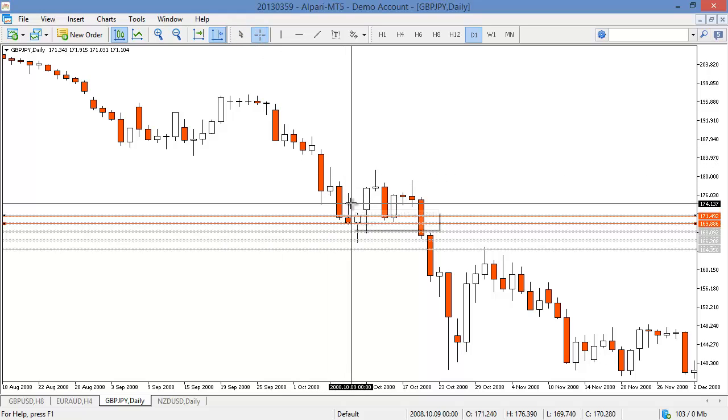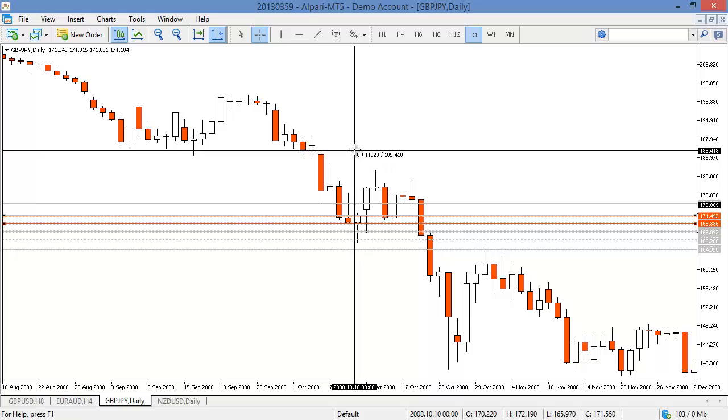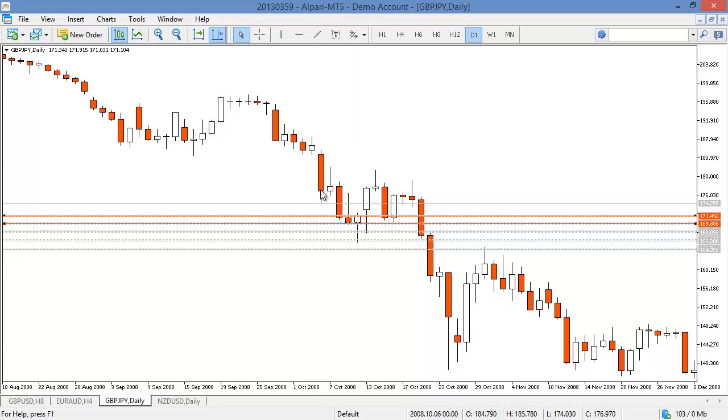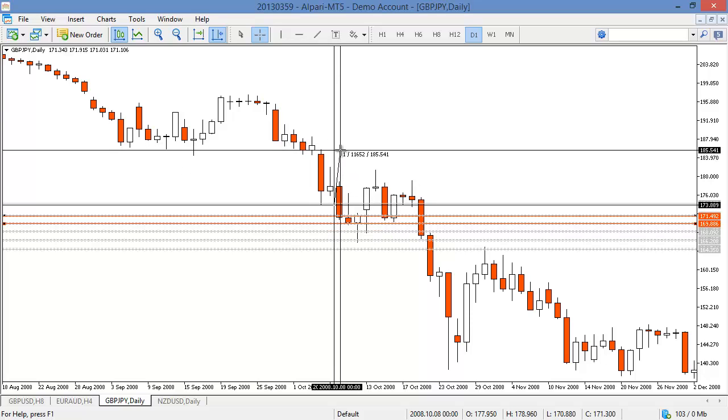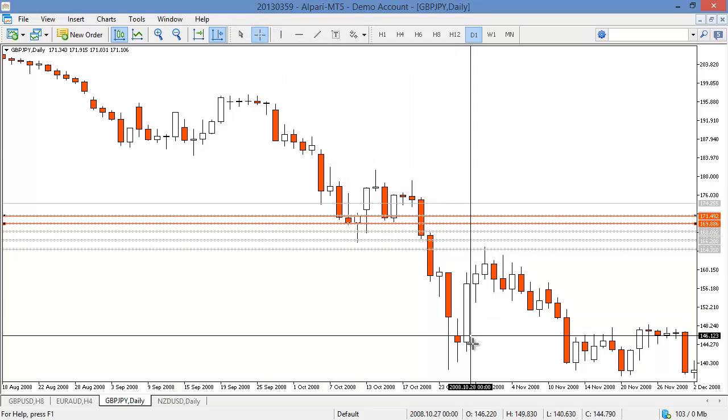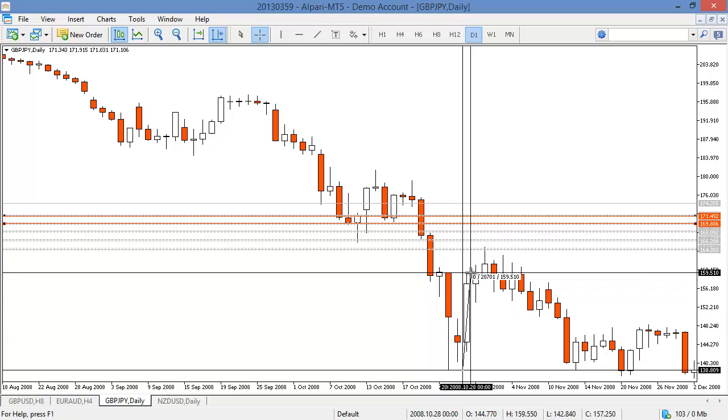2008 was completely different for trading. This candle here is a daily candle. This candle on GBP/JPY in a single day ranged 1,177 pips. That's not even the biggest candle. Look at this candle. In a single day, this candle, 2,070 pips.